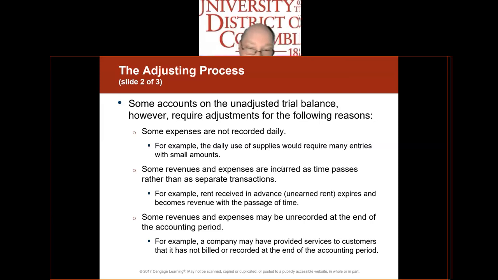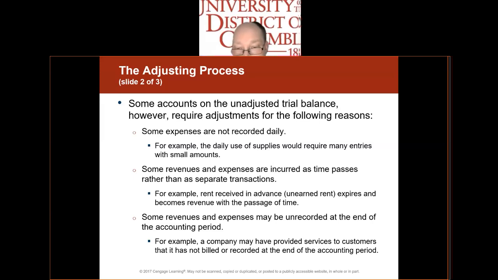And then, of course, another reason is some revenues and expenses may be unrecorded at the end of the accounting period. An example is a company may have provided services to customers that have not yet been billed or recorded at the end of the accounting period. An example would be, let's say I have a lawn service, okay, and I mow your lawn. So I provided the service, but I haven't billed you yet for that service. I mowed your lawn, and then after I mowed your lawn, I sent you a bill in the mail.